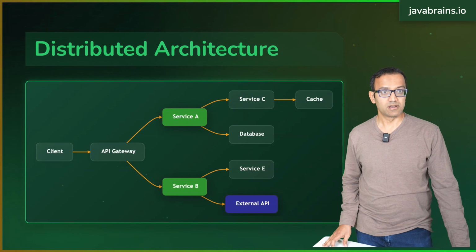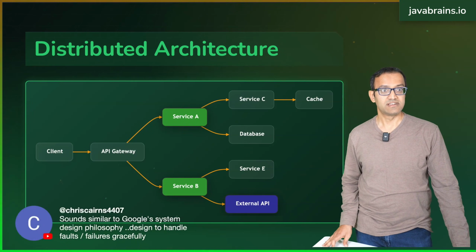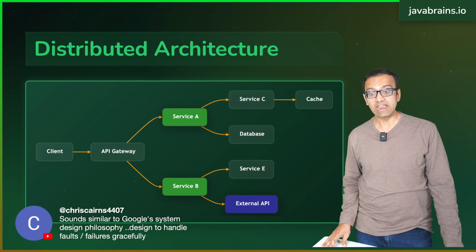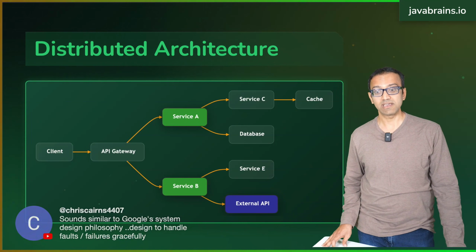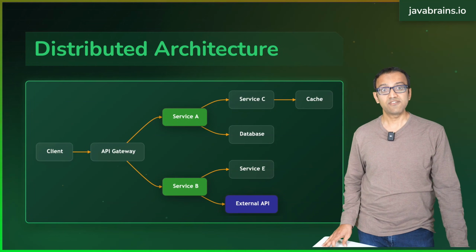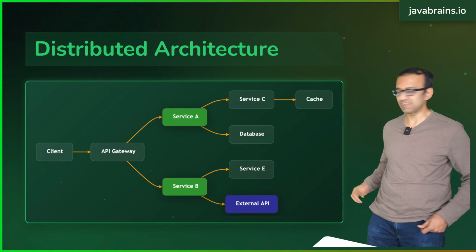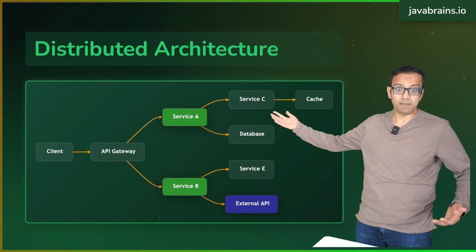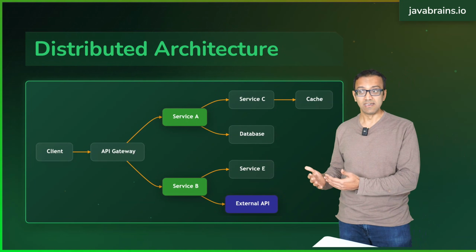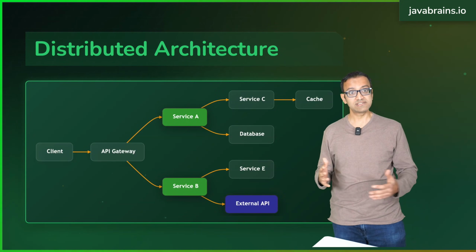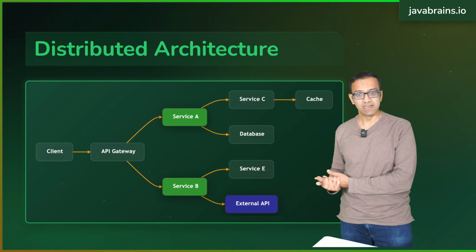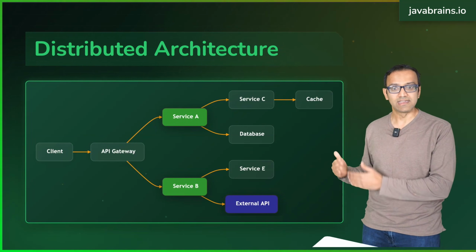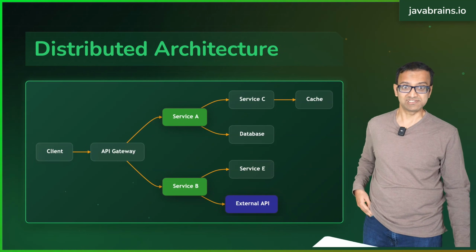This is similar to Google's system design philosophy, designed to handle faults and failures. Yes, absolutely. There's also the Netflix design philosophy of Chaos Monkey. I don't know if you folks have heard of this. Netflix intentionally breaks things. They take a system and randomly break one block and see what happens. They design with the mindset that even if things break, they can handle it, and they test it out by intentionally breaking it in production, which is crazy.